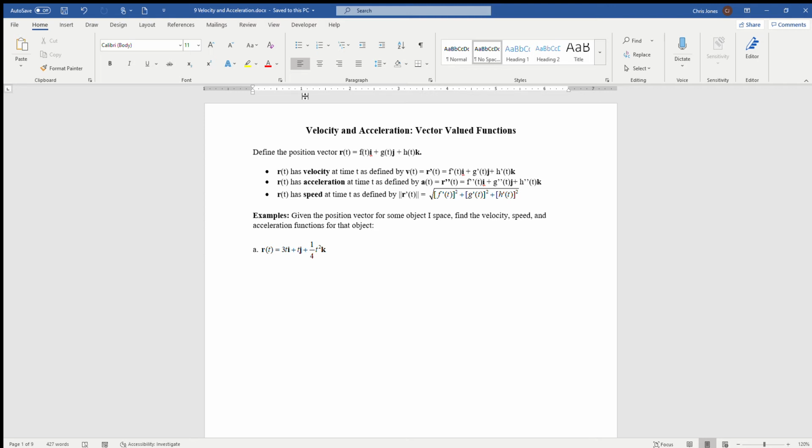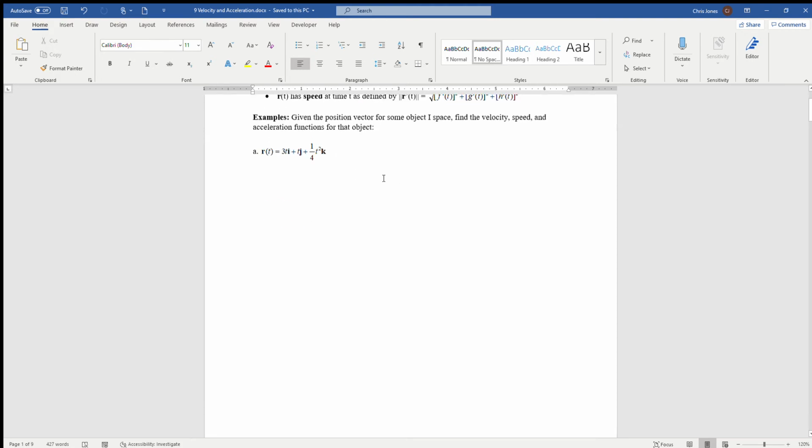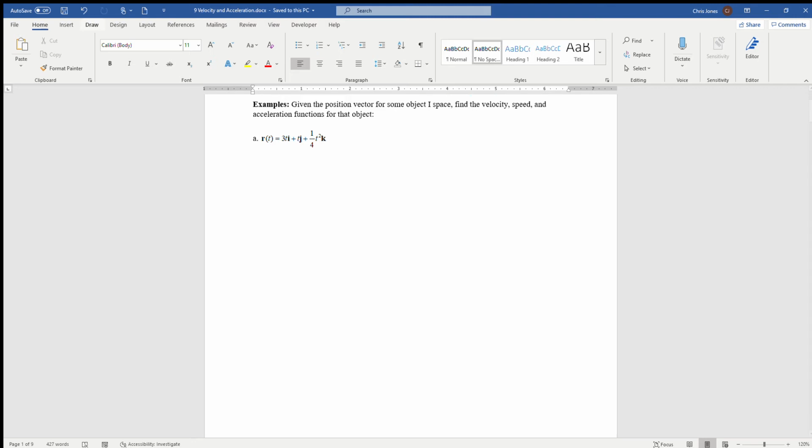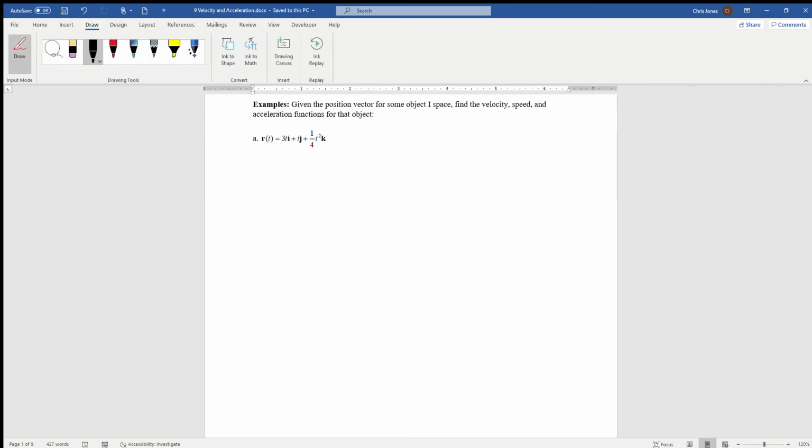Alright, so just a couple of examples, and these aren't meant to be difficult. Given the position function for some object in space, we want to find the velocity, speed, and acceleration functions for that object. So we have r of t equals 3t i plus t j plus 1/4 t squared k. Alright, so v of t is going to be the first derivative. So let's find v and the speed.